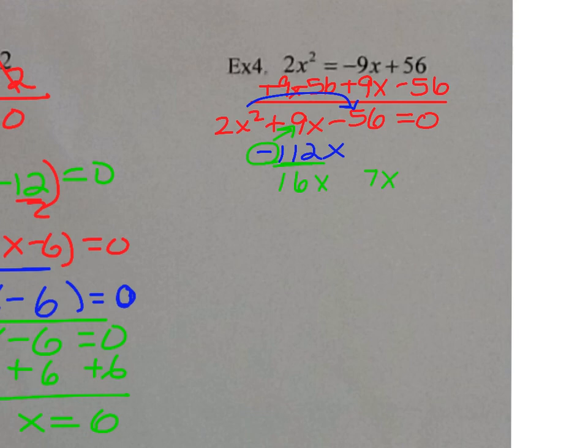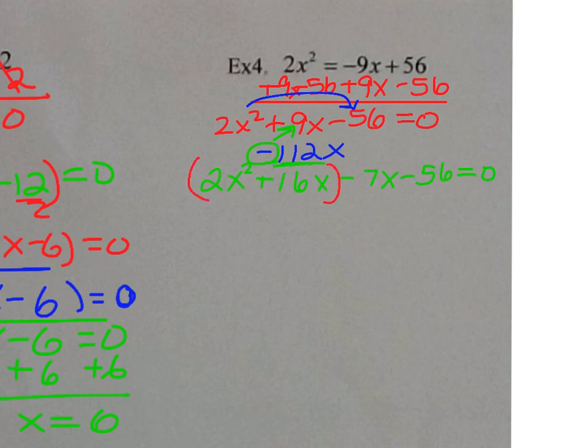They have to be different signs. When I add them together, I have to get a positive 9x, so it has to be positive 16x and minus 7x. Bring down the minus 56. Make sure you still have it equal to 0. And bring down the 2x squared. Now we're going to factor by grouping.